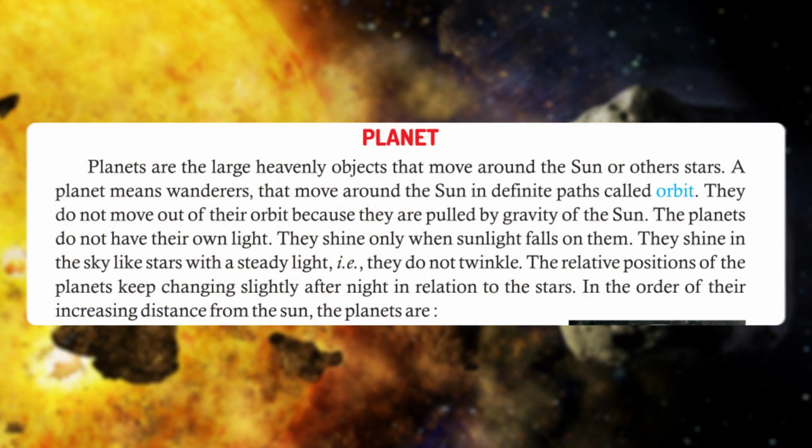Planet. Planets are large heavenly objects that move around the Sun or other stars. The word planet means wanderer. Planets move around the Sun in definite paths called orbits. They do not move out of their orbits because they are pulled by the gravity of the Sun.